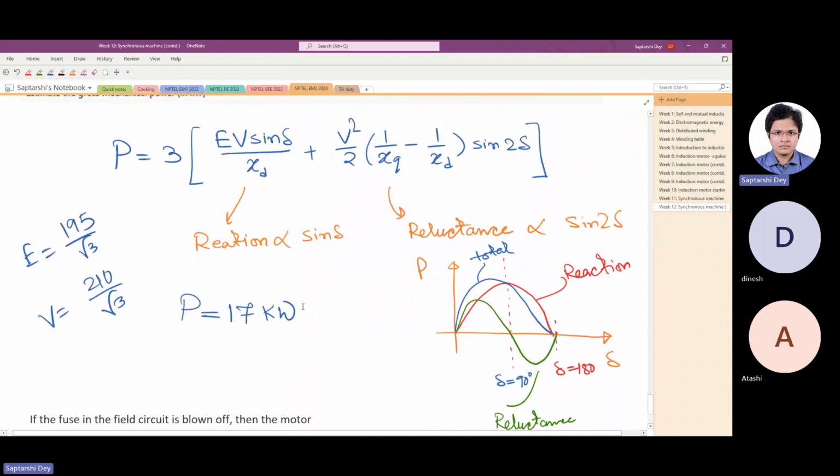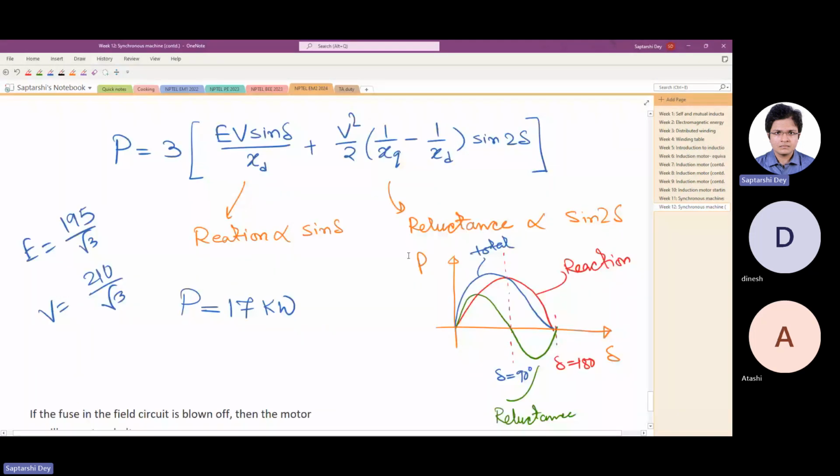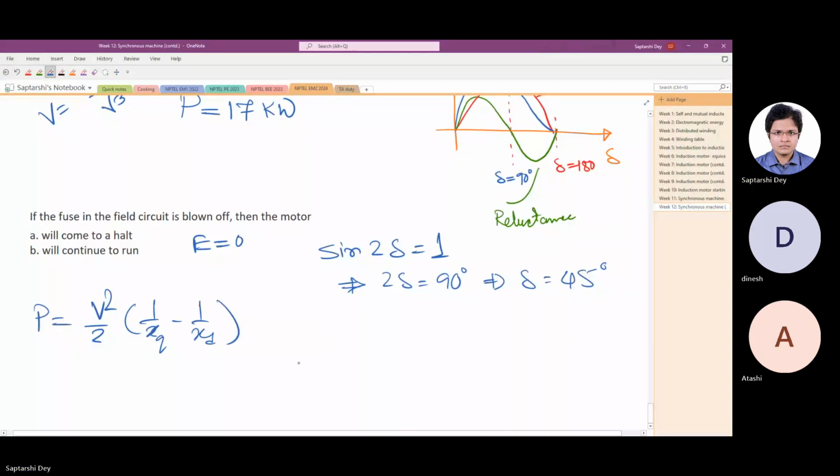Under this condition, what is the power that we are getting? It is V square by 2 times (1 by Xq minus 1 by Xd) times sine 2 delta, which is 1. Now if you calculate, this will come out at 16.53 kilowatt, which is less than 17 kilowatt. So it cannot rotate. It will come to a halt.